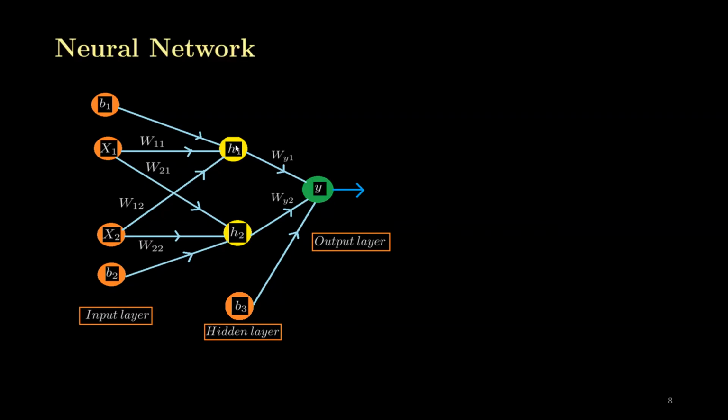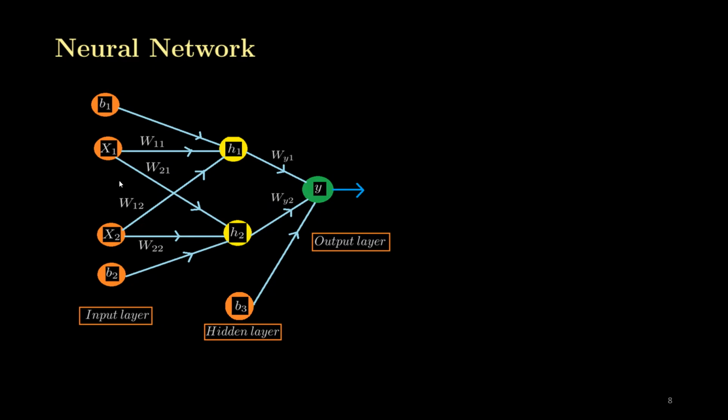Now, this neuron is getting signal from both of the inputs, that is, from X1 and X2. Similarly, this neuron is also getting input from both of the inputs, X1 and X2. The weights associated with those inputs are different. X1 is going to H1 with the weight W11, and it is giving signal to H2 with the weight W21. Similarly, the weight of X2 with H1 is W12, and the weight of X2 with H2 is W22. So the weights are different.